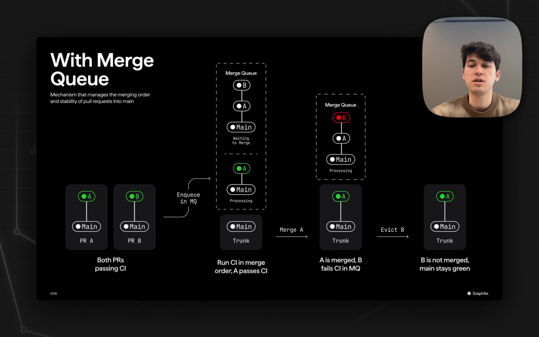So here you can see that main stays green, allowing developers who create changes off of main to work off of a stable base. And then we're also making sure, from the developer standpoint, that they're not needing to continually rebase and push to make sure that they're on the latest version of main.